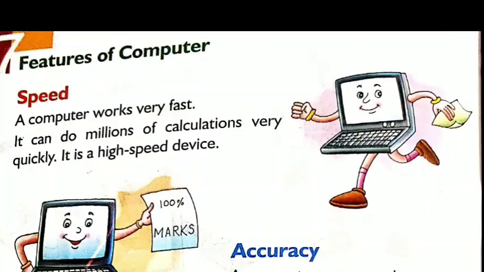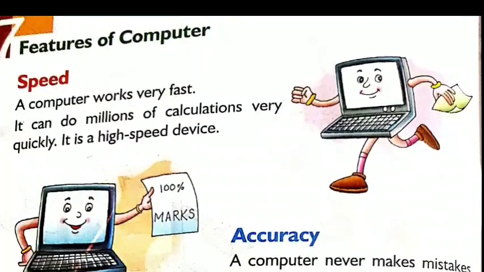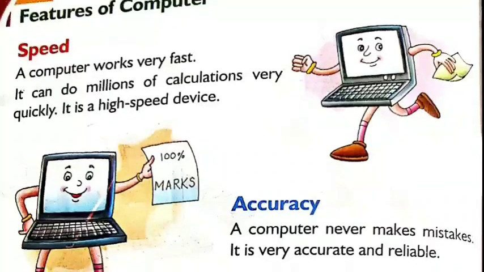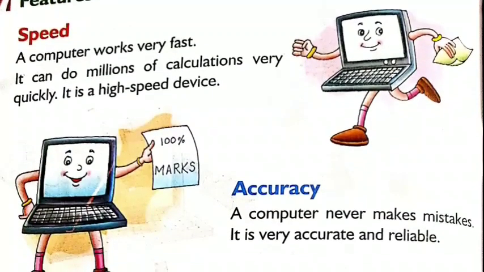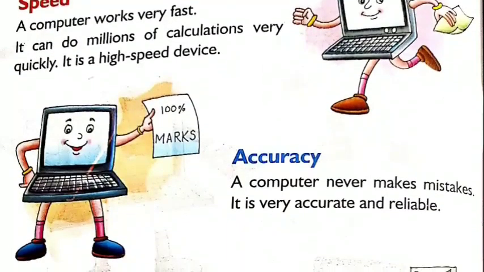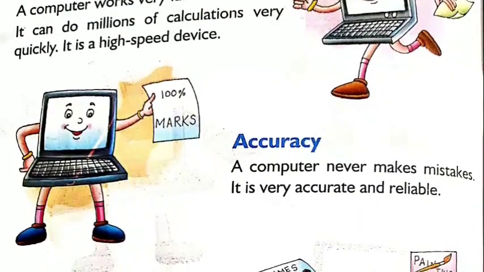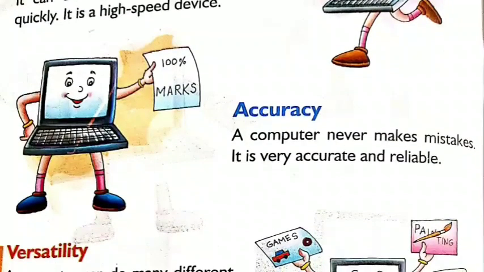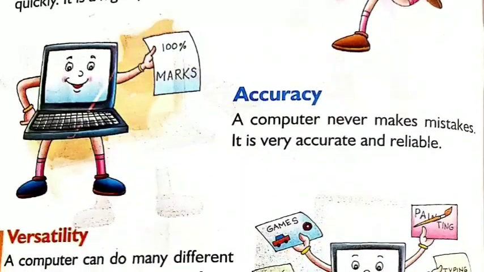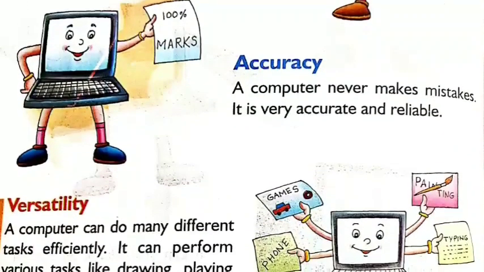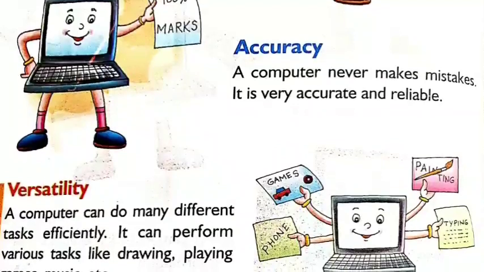Now let's discuss some of the important features of a computer. First is speed. A computer works very fast. It can do millions of calculations in a few seconds. Second is accuracy. A computer never makes mistakes. A human can make mistakes in calculation, but a computer can never. It is very accurate and reliable.